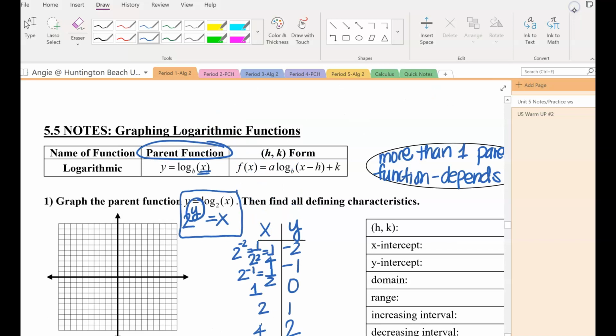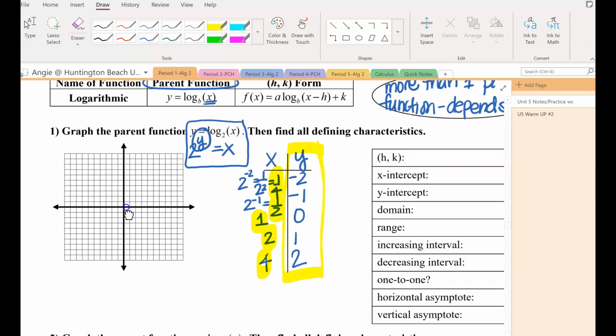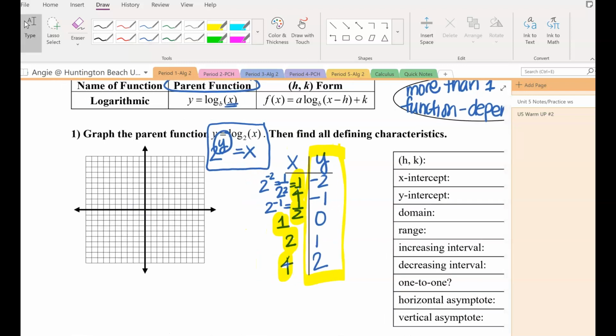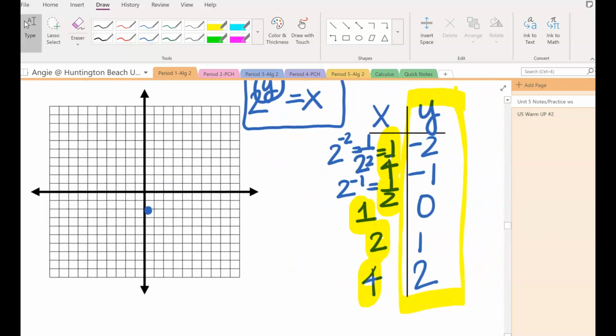So I'm going to get a highlighter here and highlight 1/4, 1/2, 1, 2, and 4. Those are the x values when we pick the y values between -2 all the way to +2. Now that we have those, let's plot, okay? At 1/4, we are going to go down to -2. Make your best educated guess where 1/4 is.